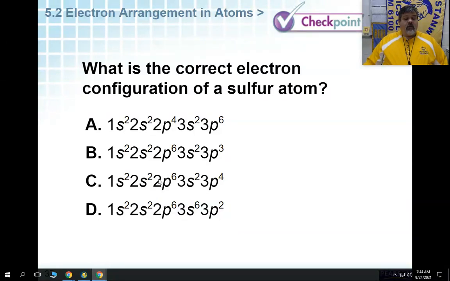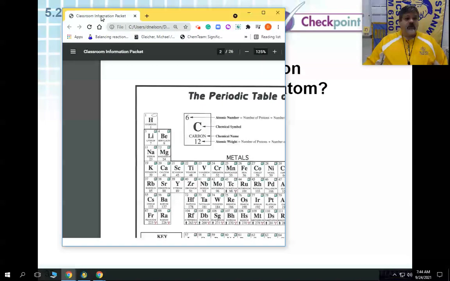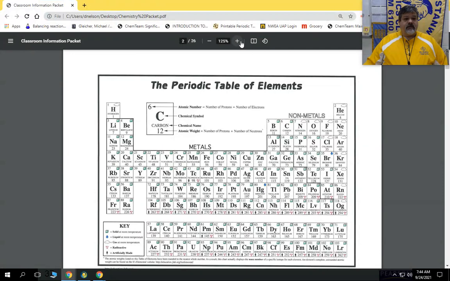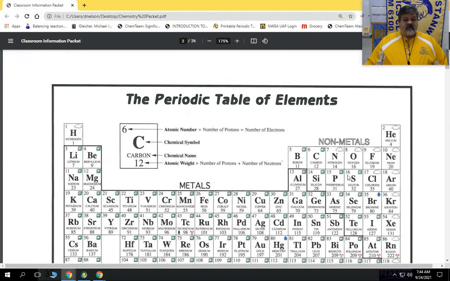Now, what is the atomic number of sulfur? Well, let's pull up our periodic table. Our atomic number of sulfur is 16. So that means we have 16 electrons that we're worrying about, and our total number has to be 16. Another way we can look at it is that it's in the third energy level, so it's going to end with 3. And this is the p section, remember. So p1, 2, 3, 4. So it should be 3p4.